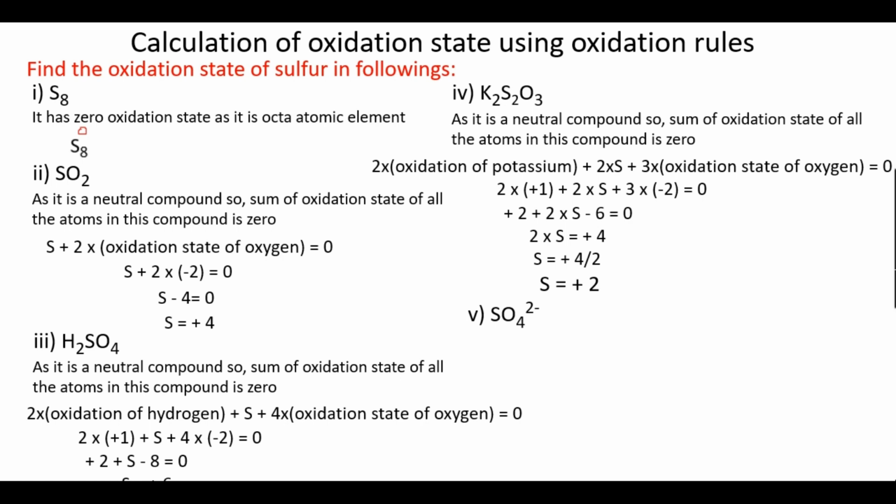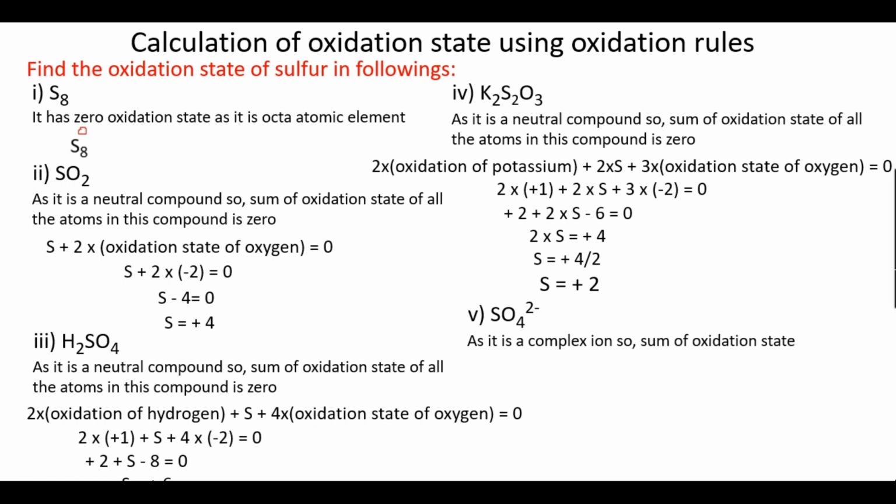We discussed that the sum of the oxidation states in a neutral compound is always 0, but if we have a radical or a complex ion, then the sum of oxidation states of all the atoms will be equal to the charge on the complex ion. So keep this situation in mind.